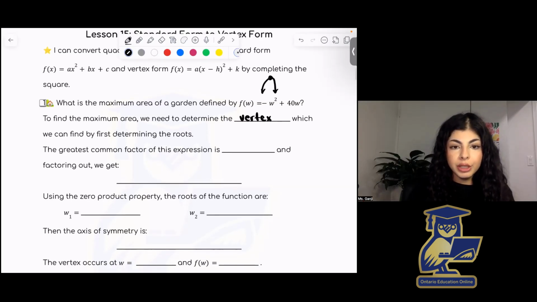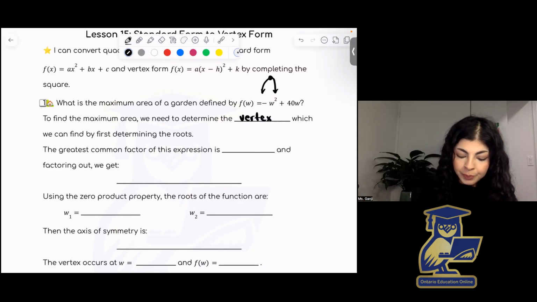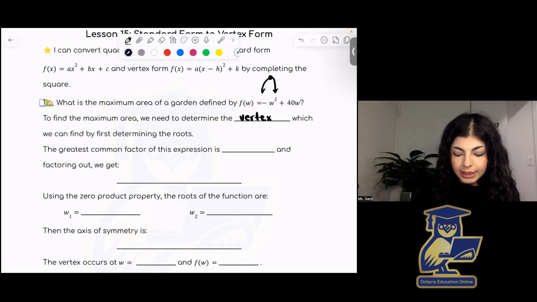To determine the vertex, how I'm going to do it for this problem is to find the axis of symmetry and use that to determine the x value, or the w value in this case, and substitute into my equation to get the final area, which is going to be the maximum area. So we have to find the roots first to find the axis of symmetry, which falls in between the two roots. To factor, I see there is a greatest common factor here.